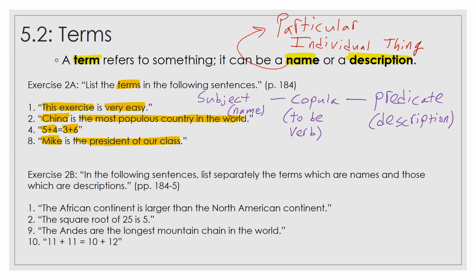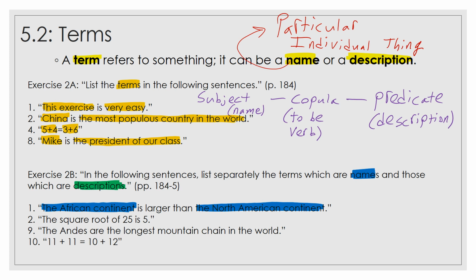But of course, you can have more than one name, and you can have more than 2 terms in a sentence. For exercise 2B, we're to list separately the terms which are names, we'll put those in blue, and those which are descriptions, we'll put that in green. Number 1, the African continent is larger than the North American continent. Well, the African continent is certainly a name, it's naming a particular place, but also we have the North American continent referring to a particular place, so it's also a name.